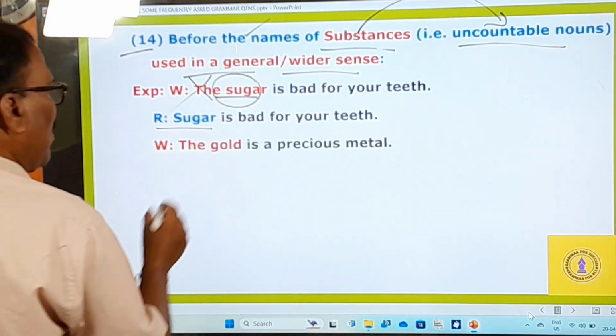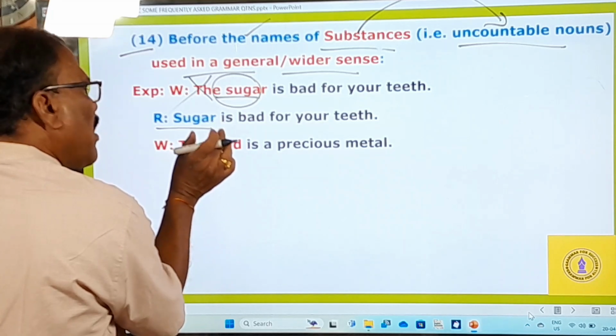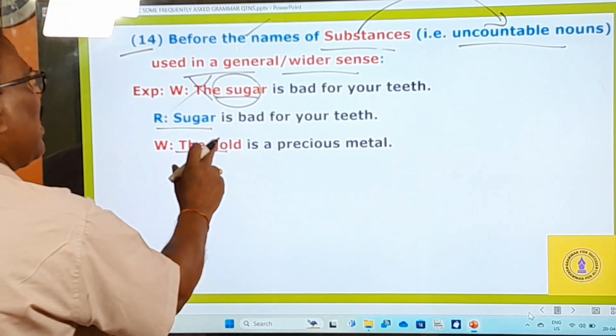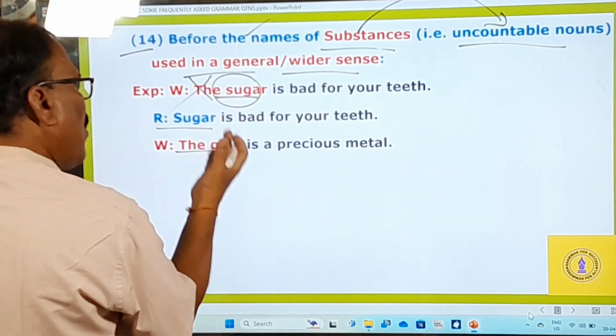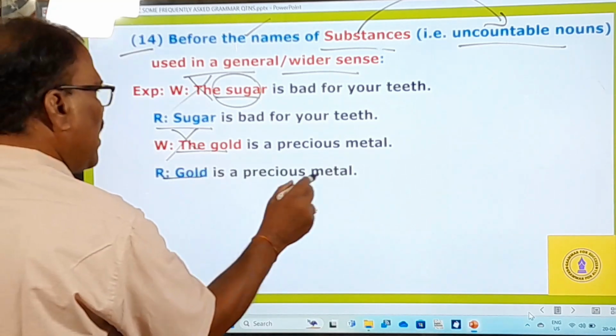Similarly, other examples: the gold is a precious metal. It's a material, it's a substance, it's uncountable. You cannot say 1 gold, 2 golds, 3 golds, like that. You cannot count them. So here it's a substance, it is also a metal. Okay, you cannot use any article before that. So you have to say gold is a precious metal.